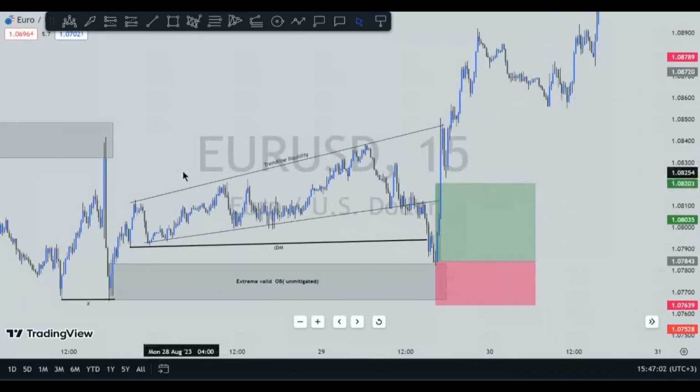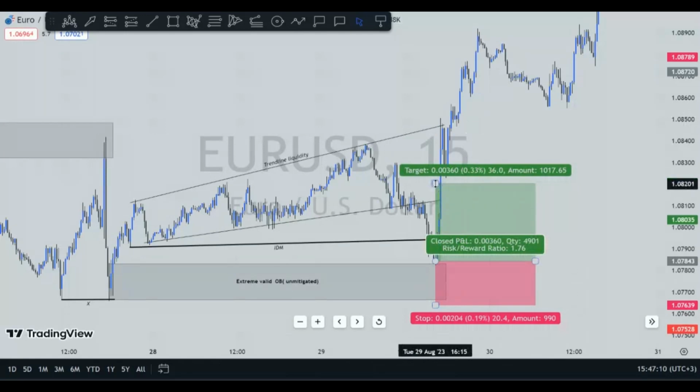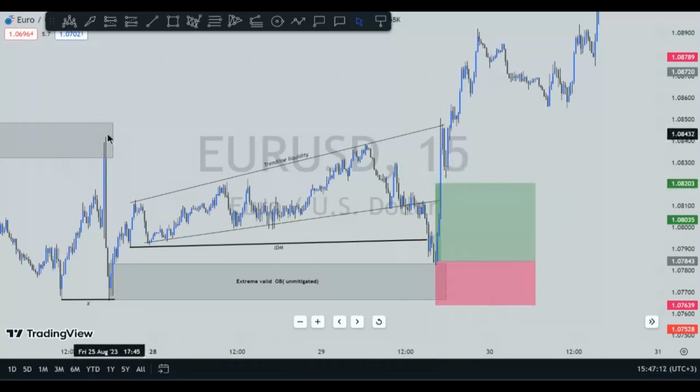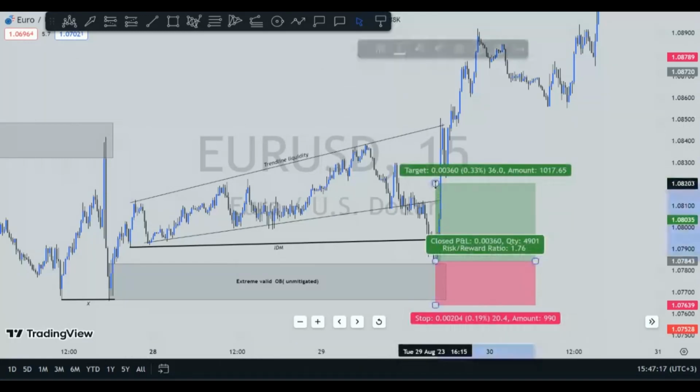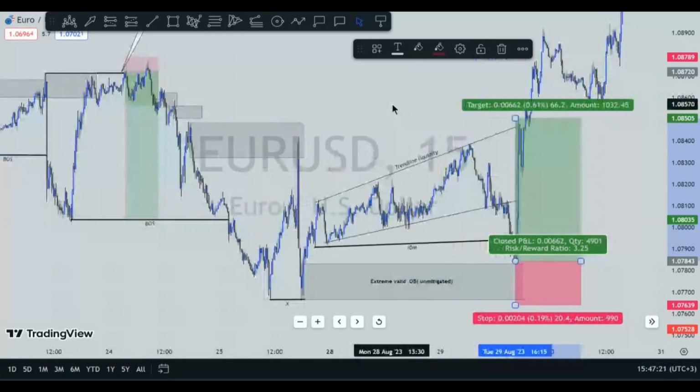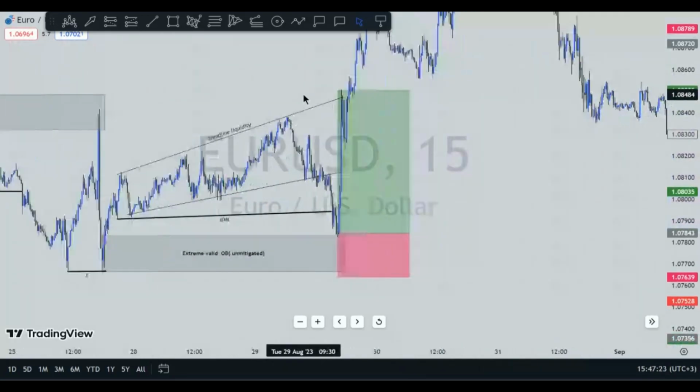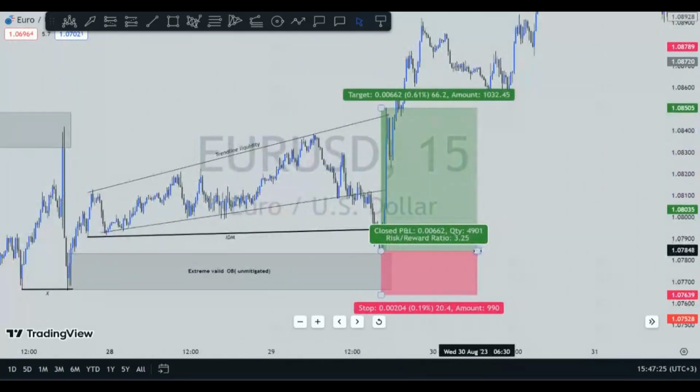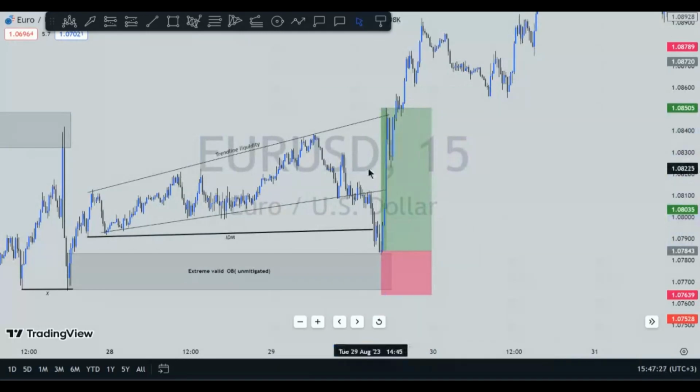Now liquidity remains to the upside and it must be taken out. So you'll place your stop loss at this point because I know price will take this liquidity. No, not stop loss, you take profit at this high. Well, so it was a winning trade and boom.